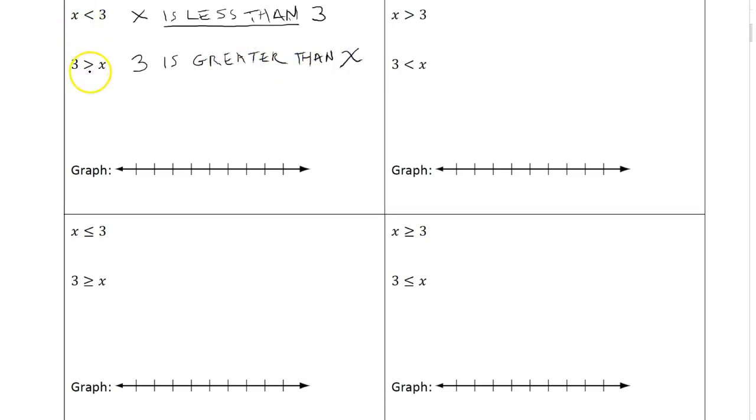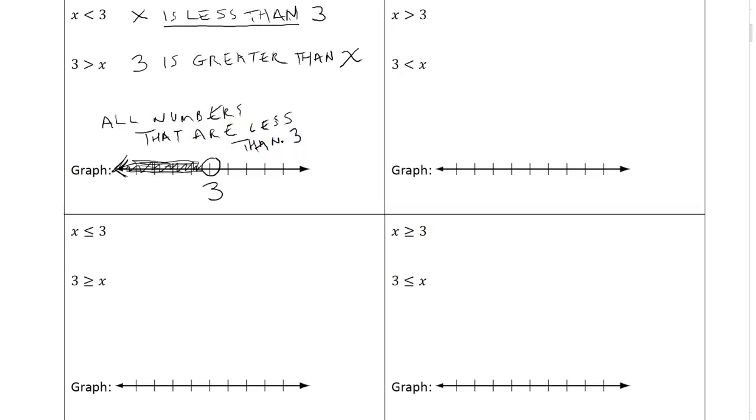When we graph this, since there's no line under the symbol, we use a hollow circle because we are not including the 3 in our answer. We are including all numbers that are smaller than 3. Less than is to the left, so all numbers that are less than 3 are to the left, and we color that side of the graph. In both cases, the small part of the pointer points towards the x, so in both cases we refer to all numbers that are less than 3.